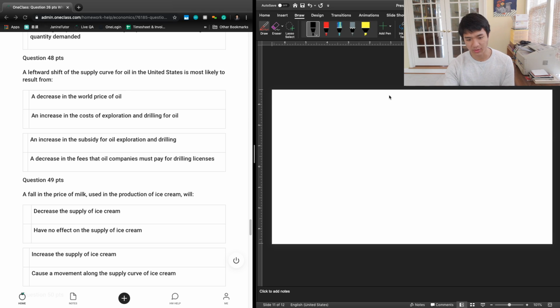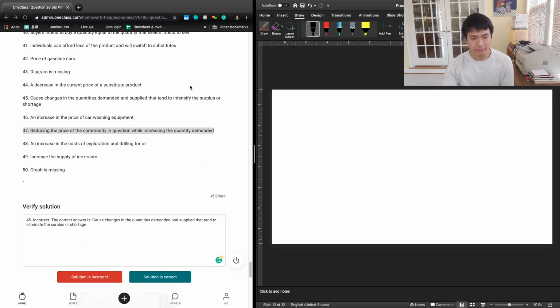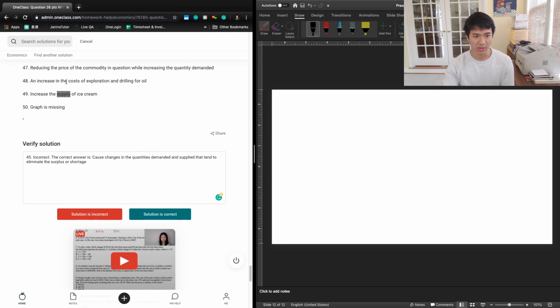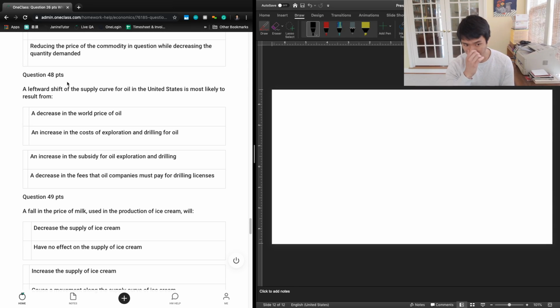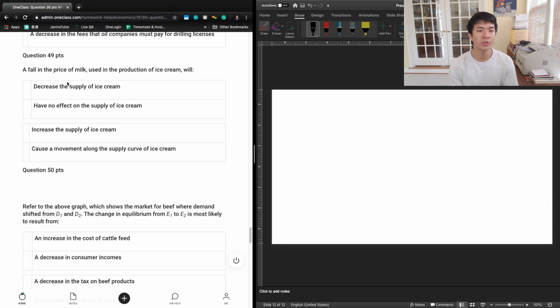Let's take a look at the previous tutor's answer. Question 48, an increase in the cost of exploration and drilling for oil. So we're in agreement there. And question 49, a fall in the price of milk used in the production of ice cream will A, decrease the supply of ice cream, B, have no effect on the supply of ice cream, C, increase the supply of ice cream, or D, cause a movement along the supply curve of ice cream.